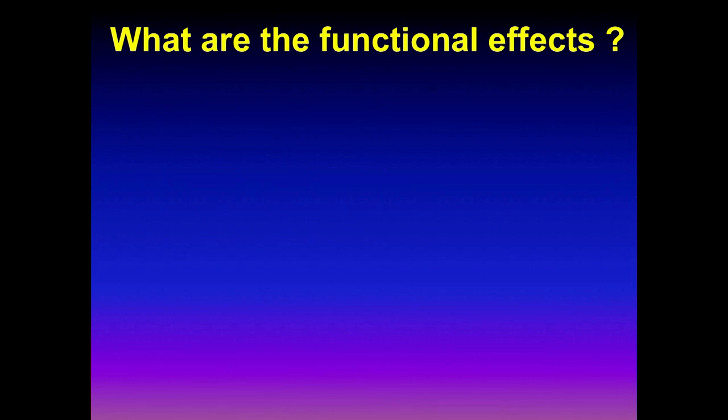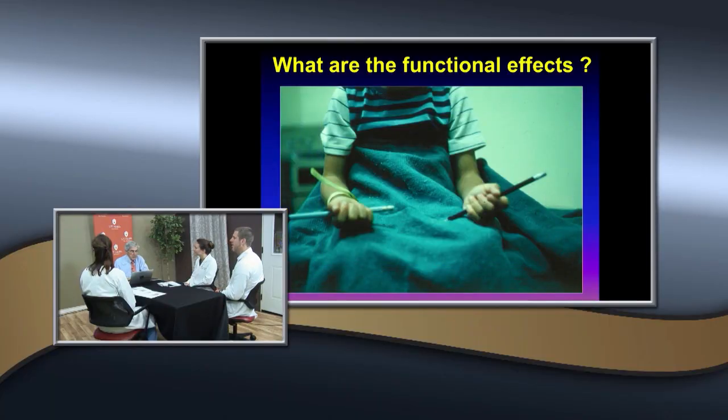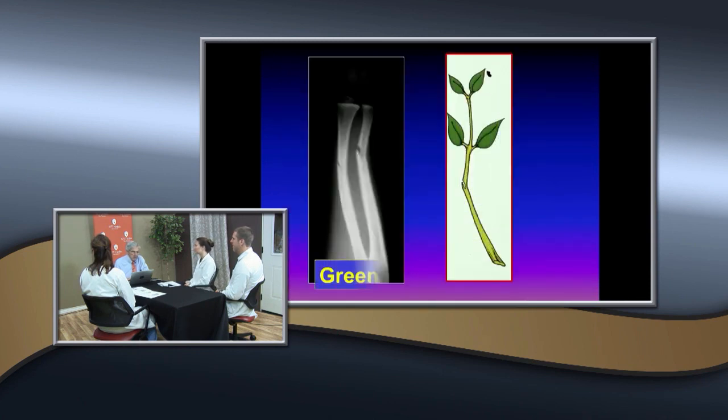Now, the functional effects are what? They lose their rotation. That's right. And here's a boy that has it, that same patient, and see that he's got loss of forearm rotation, loss of supination, and loss of pronation.